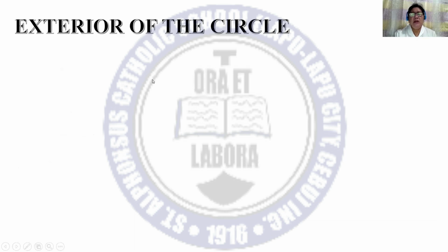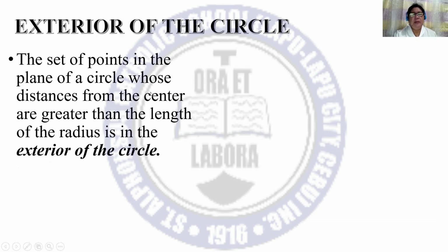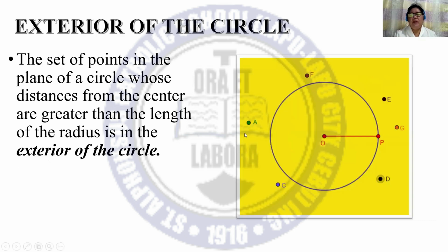Next, exterior of the circle. The set of points in the plane of a circle whose distances from the center are greater than the length of the radius is in the exterior of the circle. For example, we have exterior points A, C, D, E, F, and G. And the distance from O to E is greater than the length of the radius. That is why they are considered as exterior points, or the points in the exterior of the circle.